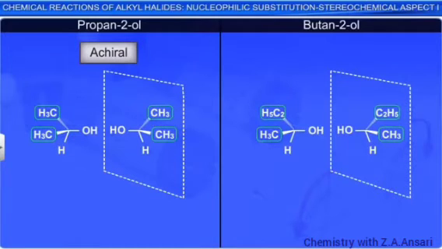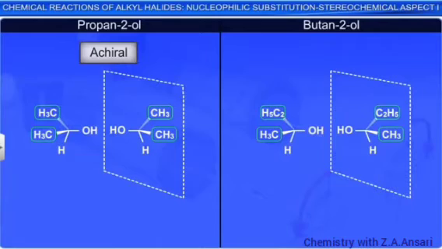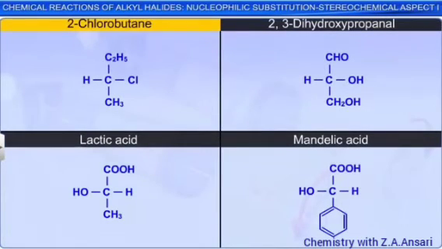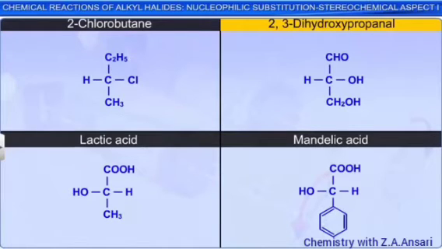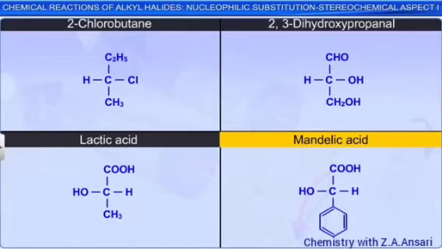However, butan-2-ol contains four different groups attached to the tetrahedral carbon. Hence, it is an asymmetric molecule and is expected to be chiral and optically active. Some common examples of chiral molecules are 2-chlorobutane, 2,3-dihydroxypropanal, lactic acid, and mandelic acid.